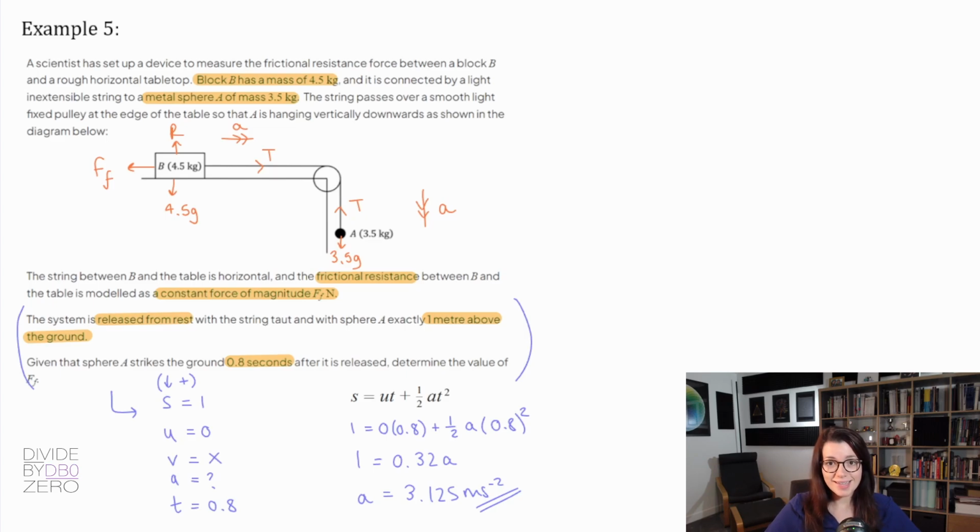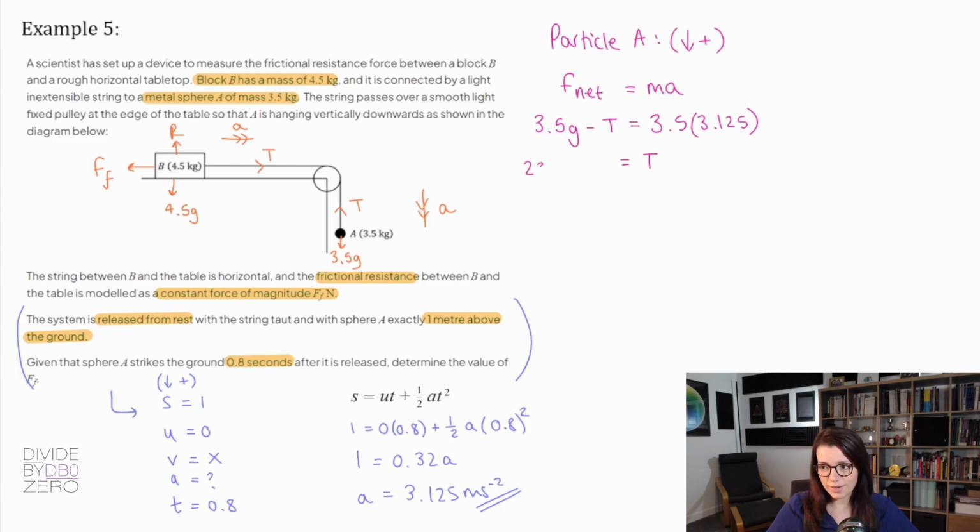Now that we have this, again, it's a pulley system. The particles are moving in totally different directions, so we've got to consider them separately. Let's start with particle A. I'm going to take down as my positive direction when I'm considering the net forces. So F net's going to be 3.5g minus T, and that's equal to 3.5 times the acceleration that we found. We can solve this for T, and we get 23.3625 newtons.